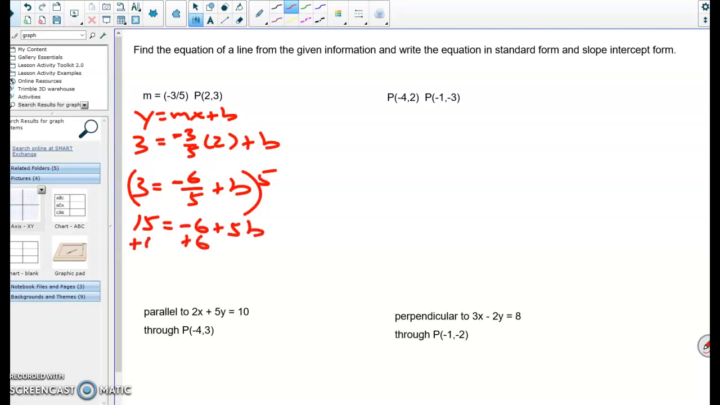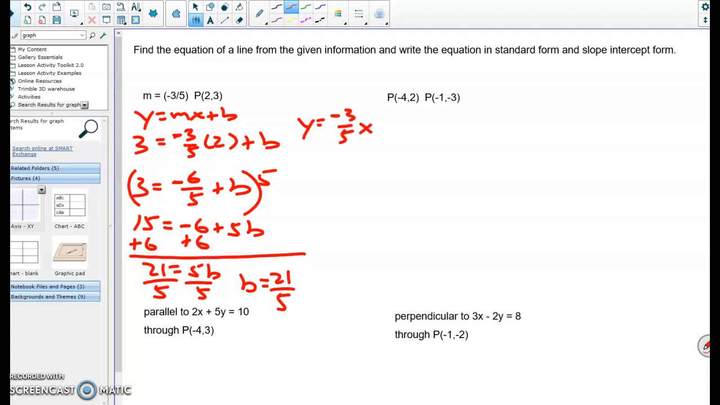I add 6 to both sides. I get 21 equals 5b. And I divide by 5, I divide by 5. My b equals 21 over 5. So my first answer is y equals negative 3/5 x plus 21 over 5. And that's the answer. Now to put it in standard form, I'm going to multiply everything by 5.